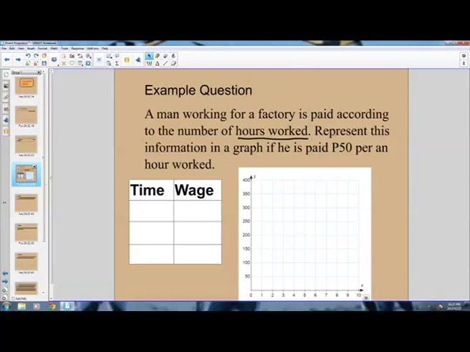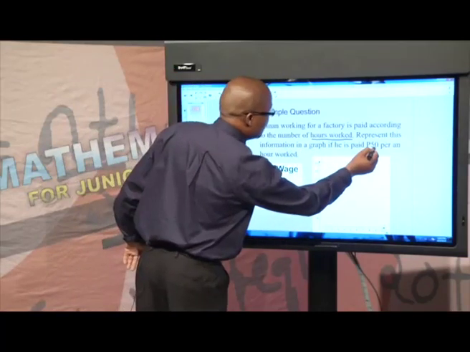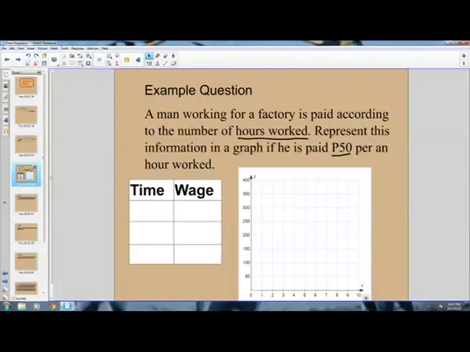Right. You need a graph sheet. This is what I have here. And then we need to construct a table of values. Here on the one side, this is time, and then the wage, that is what is going to be paid. Let us bear in mind that he's paid 50 pula per hour worked. Now let us take 1 hour. Say this man works for 1 hour. Then the wage for this 1 hour will be 1 times 50. This gives us 50 pula.